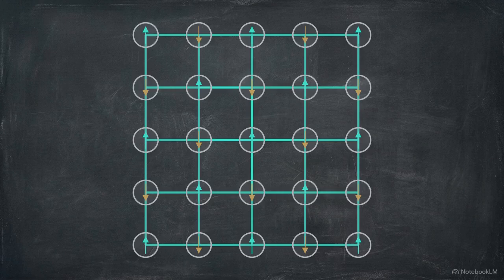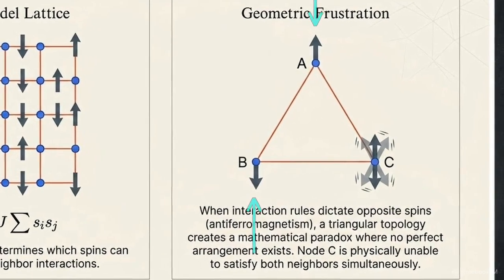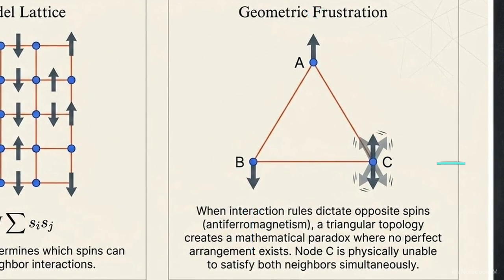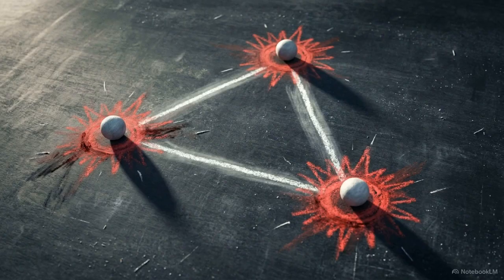This diagram shows the paradox that occurs when we place that rule onto a triangular graph. If node A is up, node B must be down. Node C is now connected to an up and a down simultaneously, and is physically unable to satisfy both neighbors. This creates a mathematical paradox known as geometric frustration. The failure to reach a stable state is not a physical defect of the material. It is an inescapable mathematical paradox dictated entirely by the odd cycle topology of the graph.